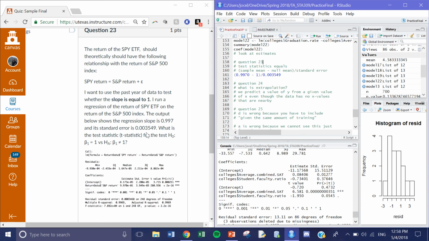So, the key thing to remember here is the definition of test statistic. It's the sample mean, which is 0.997, minus the null, divided by the standard error. And I've told y'all before that this t-value is the test statistic. But this is the test statistic assuming that our null is equal to 0.